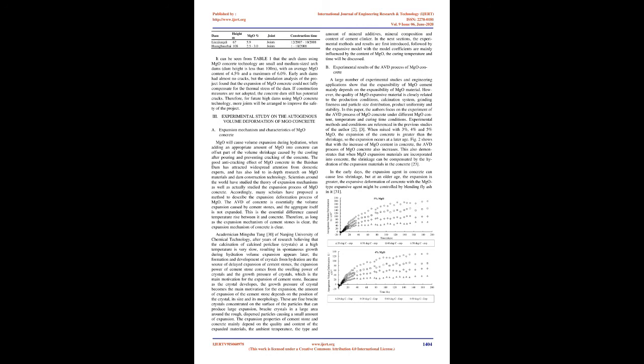A. Expansion mechanism and characteristics of MgO concrete. MgO will cause volume expansion during hydration. Adding an appropriate amount of MgO into concrete can offset part of the volume shrinkage caused by cooling after pouring and prevent cracking of the concrete.